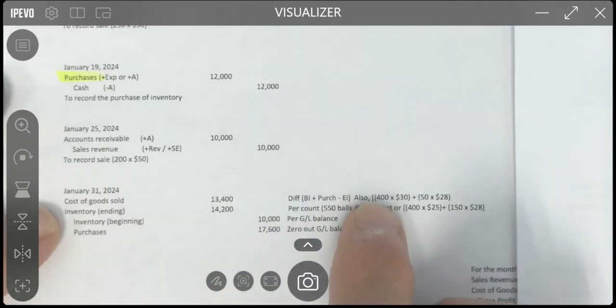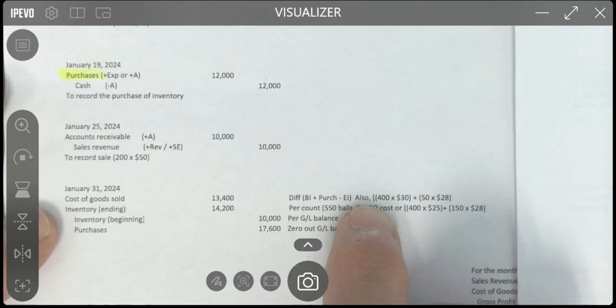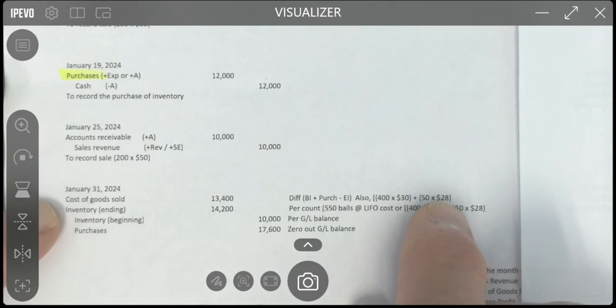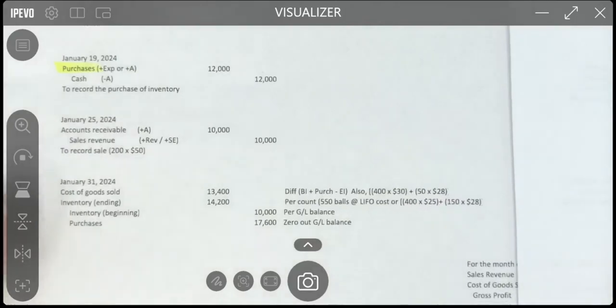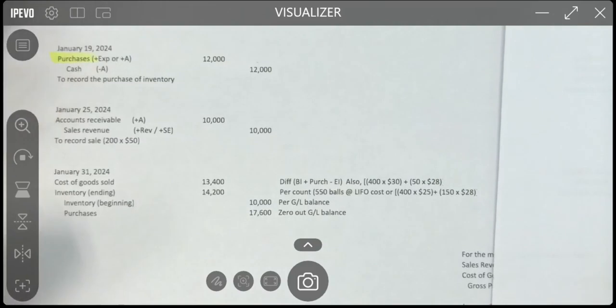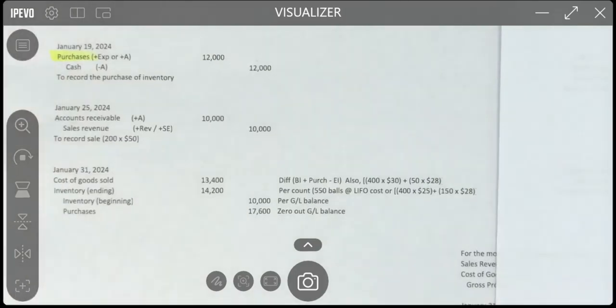Or alternatively, you know that it's LIFO, so the cost of goods sold is going to be the 550 balls, 400 at 30, that last purchase, and 50 at 28, the second to last purchase. And that is what the adjusting journal entry will look like under a periodic system with the LIFO cost flow assumption.